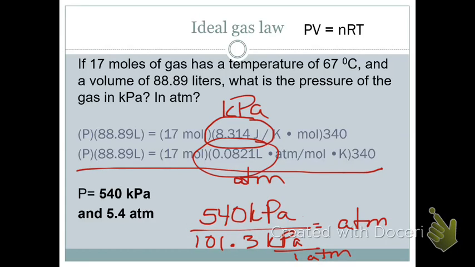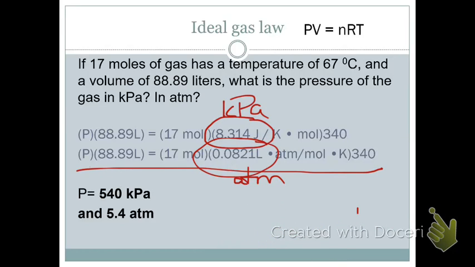Now be careful. Don't think that that's just going to convert it to torrs and everything else, because it doesn't convert it to torrs. If I was trying to get torrs, it'd be 101.3 per 760 torrs. That's a whole different thing. So if you're going to convert from one unit to another, you can use your standards as your conversion factor. In this case, 540 times 1 atmosphere per 101.3 kilopascals is going to give me atmospheres.